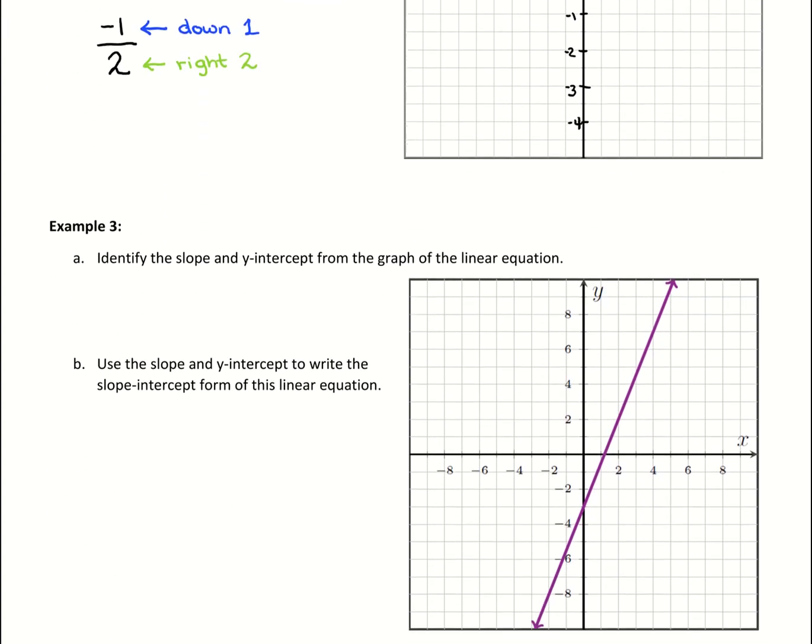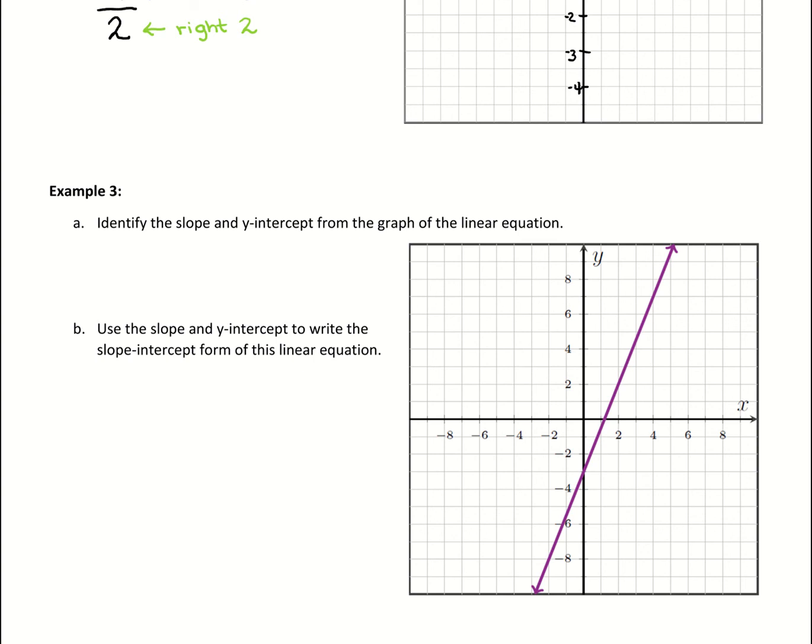For example 3 here, what we have is a given graph, and we want to find the slope and the y-intercept. So what we can do is start with the y-intercept. It's going to be easiest to find as our intersection with the y-axis. So our y-intercept is going to be (0, negative 3). And then what we need to do is find a second coordinate. So if I start at (0, negative 3), it looks like here's a nice coordinate at (2, positive 2).